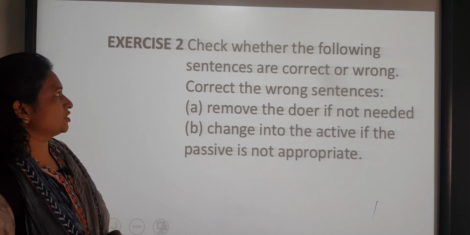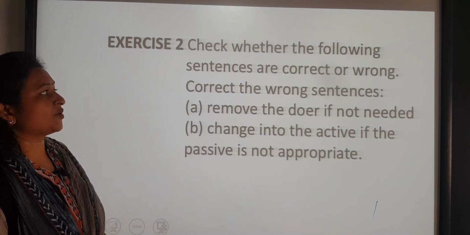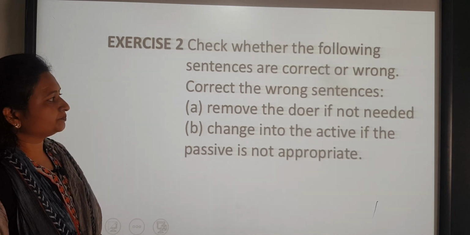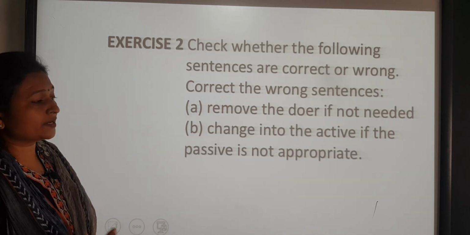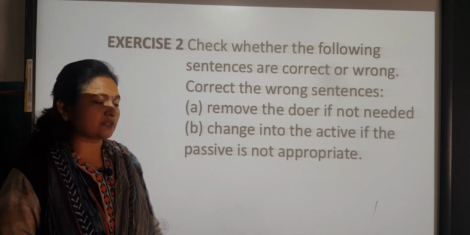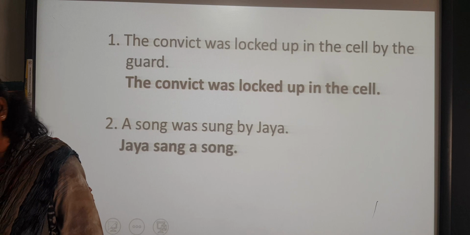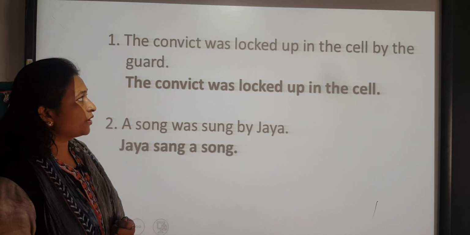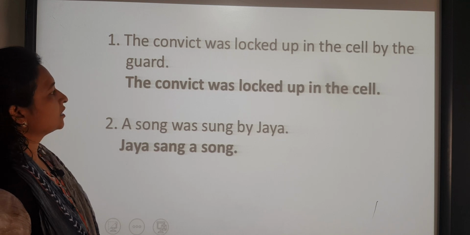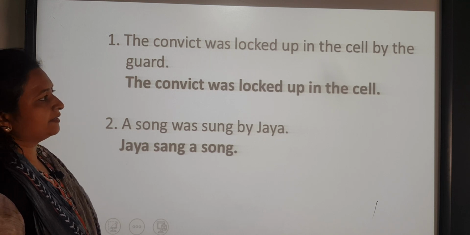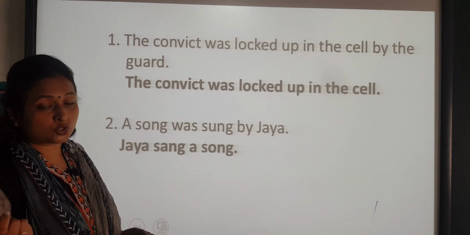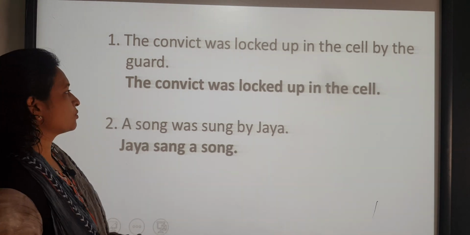Now we will be doing exercise 2. Now check whether the following sentences are correct or wrong. Correct the wrong sentence. Remove the doer if needed. Change into the active if the passive is not appropriate. The convict was locked up in the cell by the guard. The convict was locked up in the cell. By the guard की ज़रूरत नहीं है. It's understood कि वो जो guard होता है वही criminals को बंद करता है.